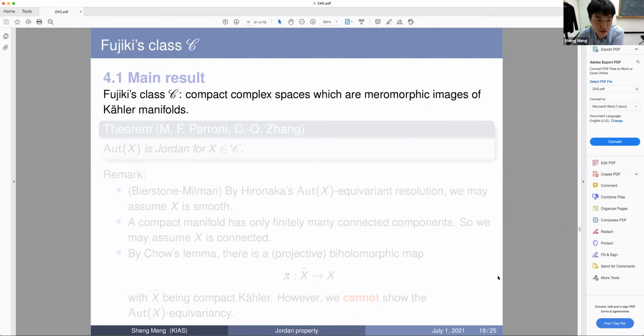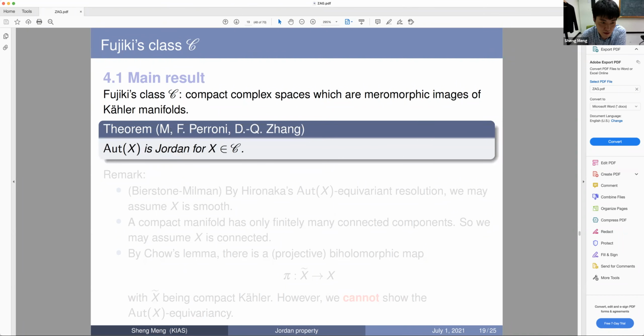I'll move to the case for Fujiki's class. Recall the definition of Fujiki's class C, which consists of compact complex spaces which are meromorphic images of Kähler manifolds, or equivalently, compact complex spaces which admit a big (1,1)-form. And the following is our main result together with Fabio Perroni and De-Qi Zhang. We eventually show that the automorphism group of a complex space lying in Fujiki's class has the Jordan property.